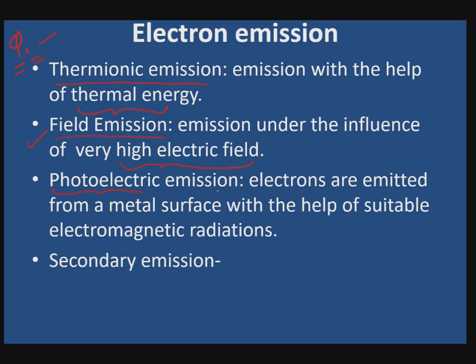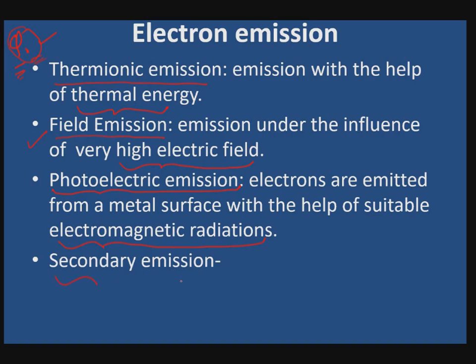This is another type of emission which we are going to discuss today, and that is the photoelectric effect. Here the minimum amount of energy, the work function, is provided in the form of electromagnetic radiation. To be more particular, it will be UV light, infrared, or visible light. Any electromagnetic radiation of suitable energy can remove an electron from the metal surface, provided that energy is more than its work function.